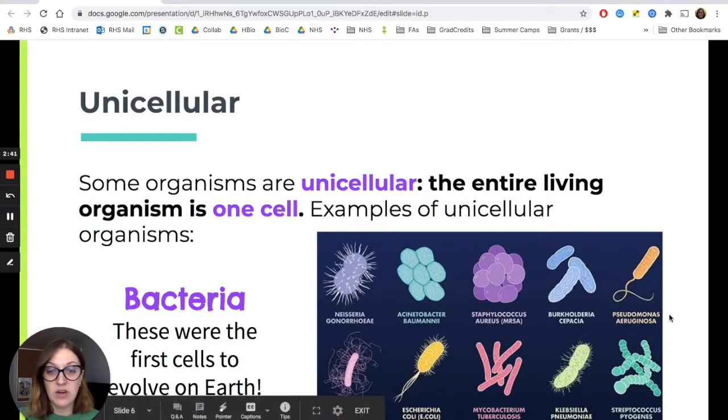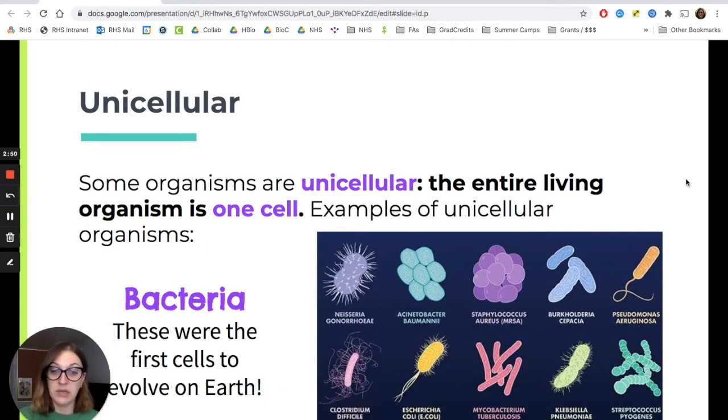Some organisms are unicellular. The entire living organism is made of just one cell. There are many examples of unicellular organisms, including bacteria. Bacteria were actually the first cells to evolve on our planet. So is the current hypothesis.